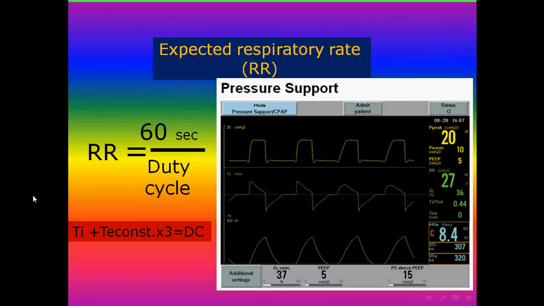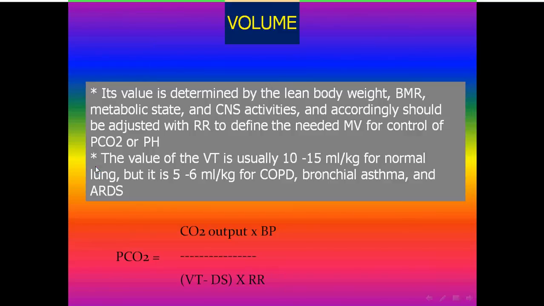So the expiratory time constant will be calculated by measuring this: the duty cycle in expiratory time plus the expiratory time constant multiplied by 3. This will give you the maximum respiratory rate for such a patient. Very important to keep in mind that the tidal volume multiplied by the respiratory rate will give you the minute volume, which is responsible for the ventilation itself.